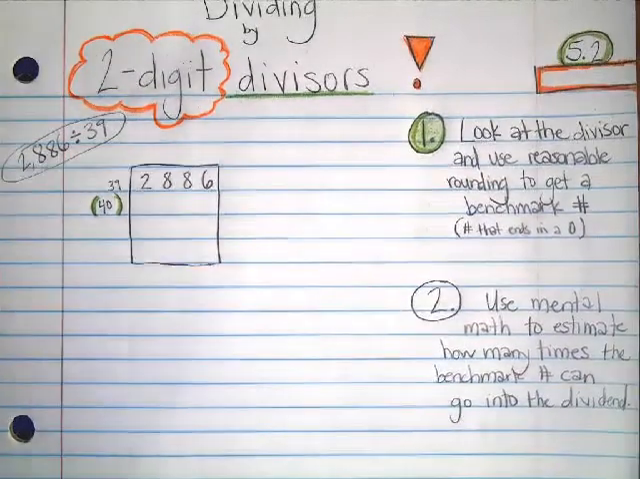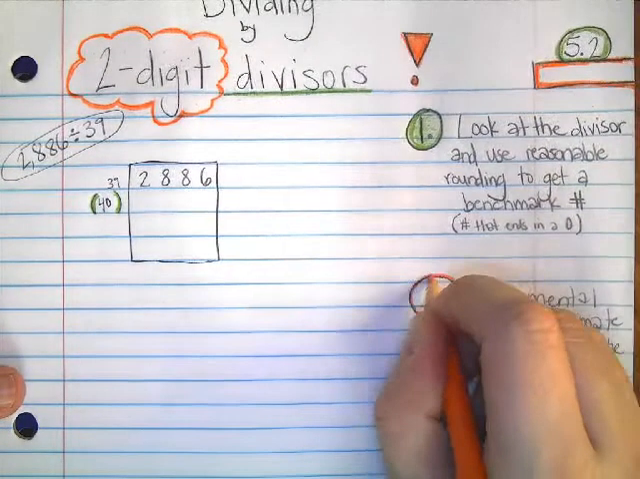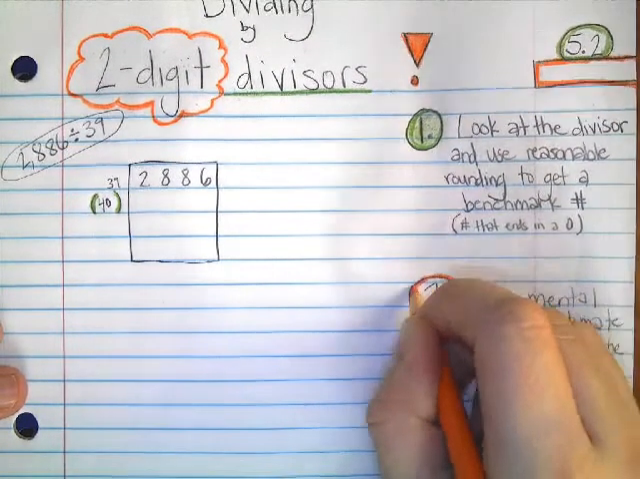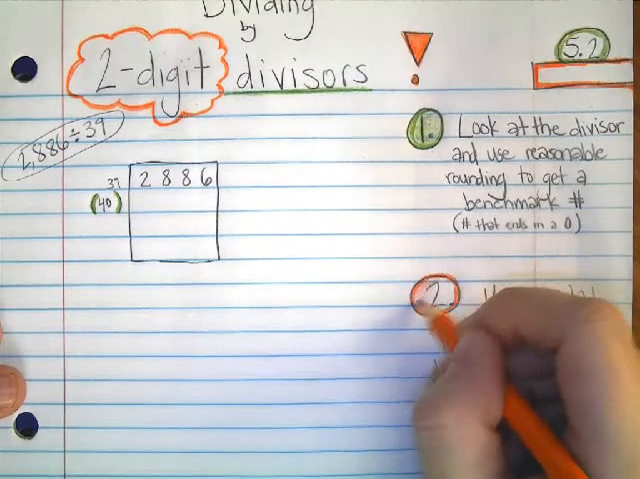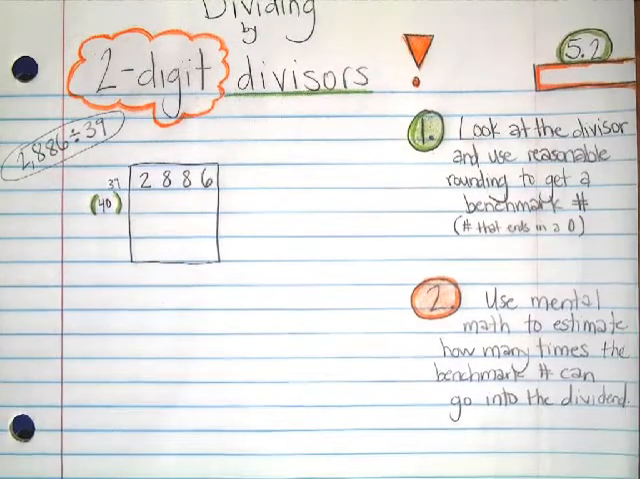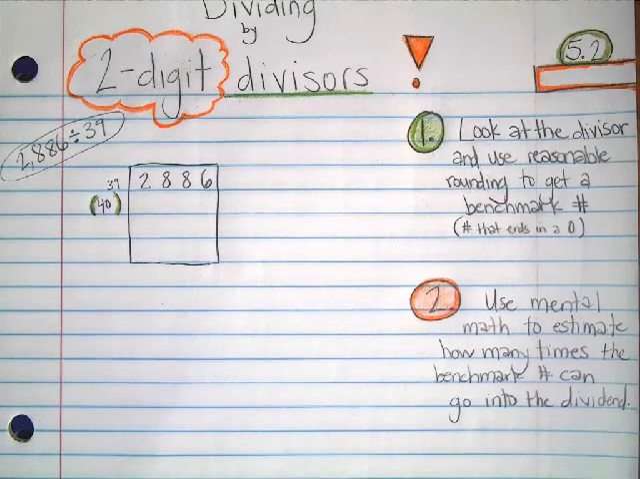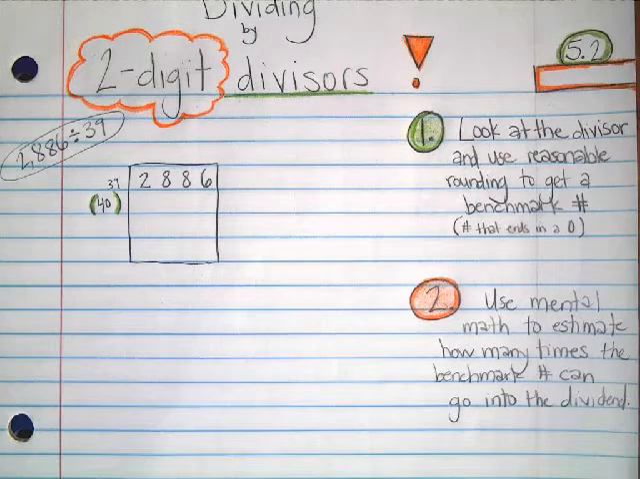There's a skill you can also use where you round the dividend as well, like the first 2 or 3 digits of the dividend. But we're going to try doing it without that first, just to get this skill down, okay? So for step number 2, you use mental math to estimate how many times the benchmark number can go into the dividend. So even though I know the real number is 39, I'm going to use 40 to make this a lot easier. So let's practice with 40, okay?